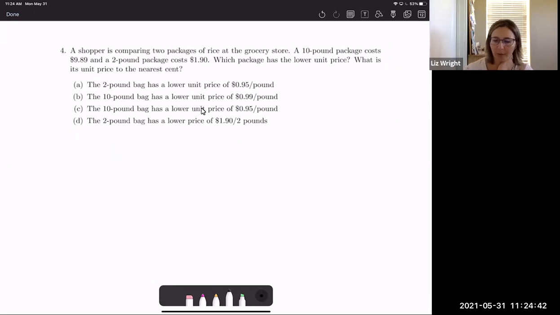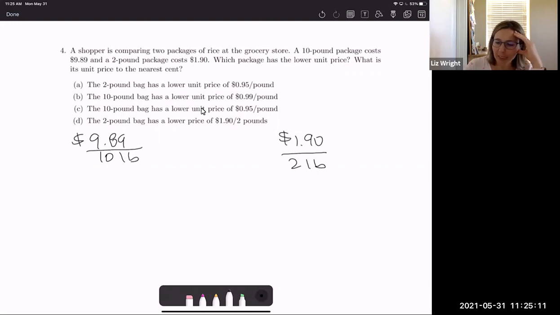So here we go. It says a shopper is comparing 2 packages of rice at the grocery store. We have a 10-pound package. I'm just going to make some notes. We've got a 10-pound package that costs $9.89. And then we've got a 2-pound package that's going to cost $1.90. And again, I put the cost up top because we're doing price per pound. That's what we're going to end up doing. And it says, which package has the lower unit price and what is its unit price to the nearest cent? So we're going to figure out which one has the lower one and what it is.